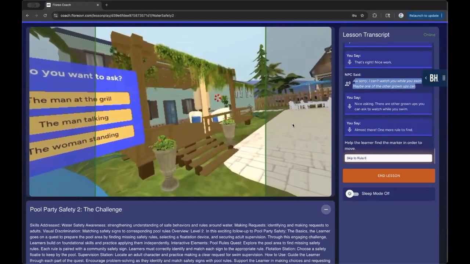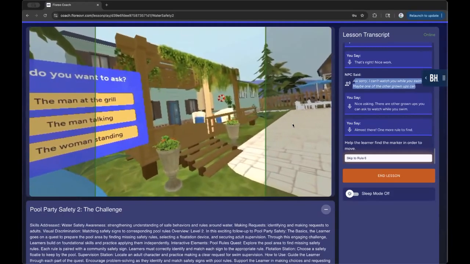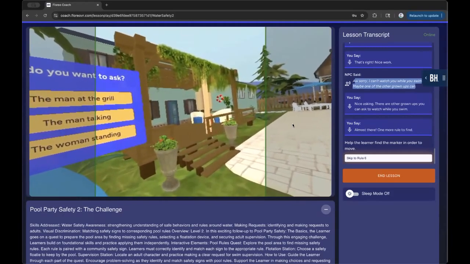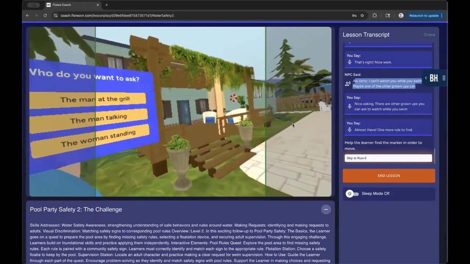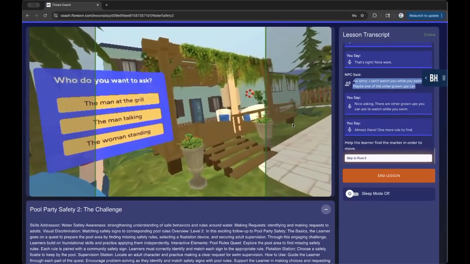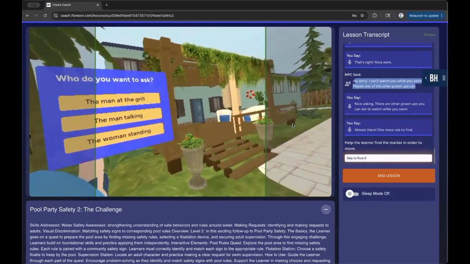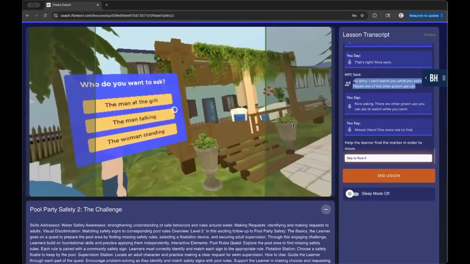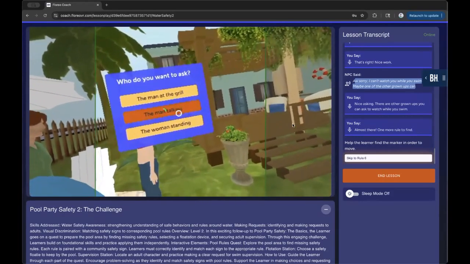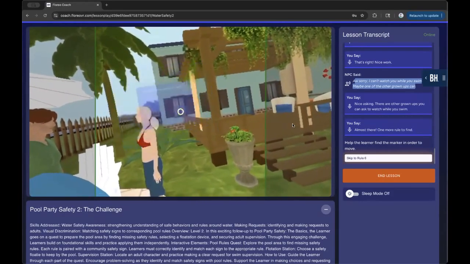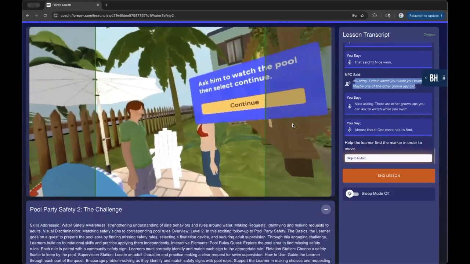All right, now we have a few more people that we can ask. We got a man at the grill, a man talking, or a woman standing. So Heather, who would you like to ask? Well, I don't think I should ask the man at the grill because he's busy making our food. So I think I'm going to talk to the man that's talking. Man that's talking? It's a good choice. Let's see what he says.